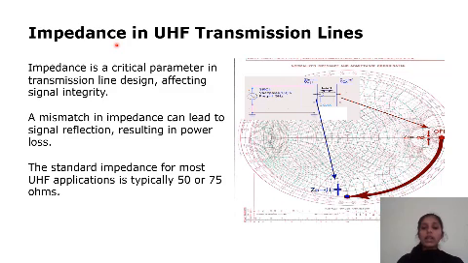Impedance in UHF transmission lines. Impedance is a critical parameter in transmission line design, affecting signal integrity. A mismatch in impedance can lead to signal reflection, resulting in power loss. The standard impedance for most UHF applications is typically 50 or 75 ohms.